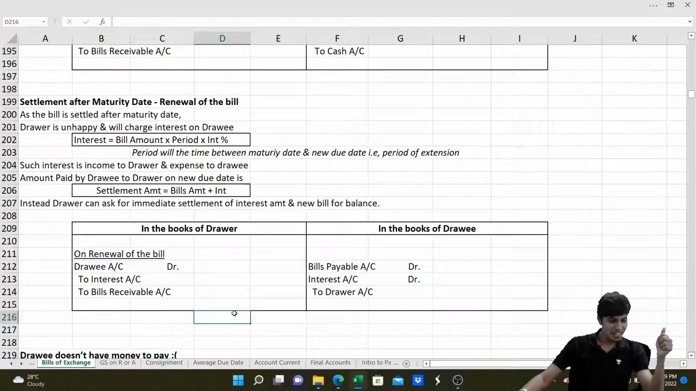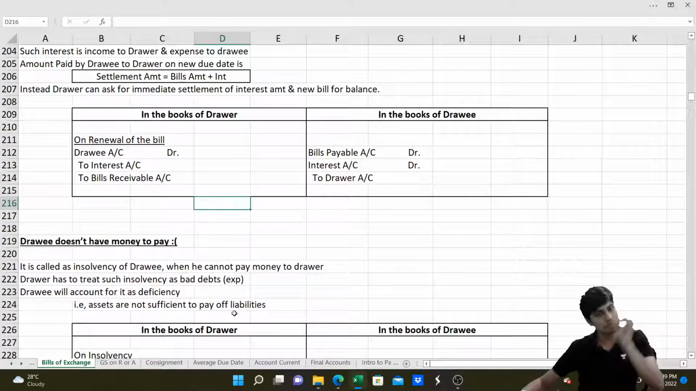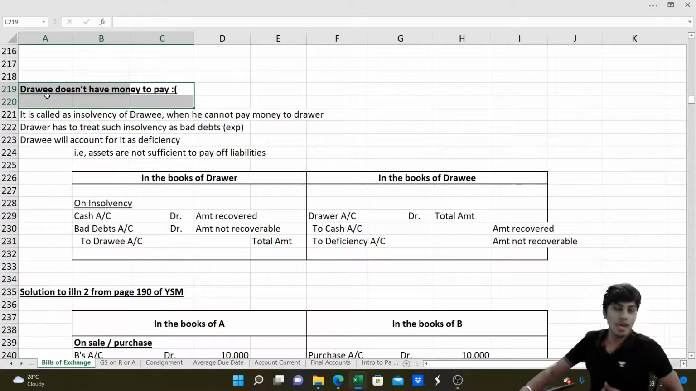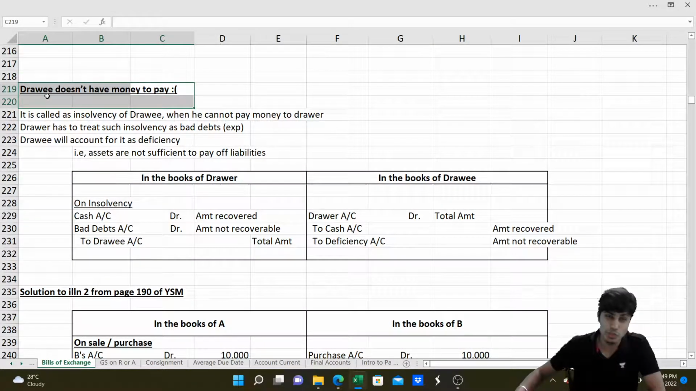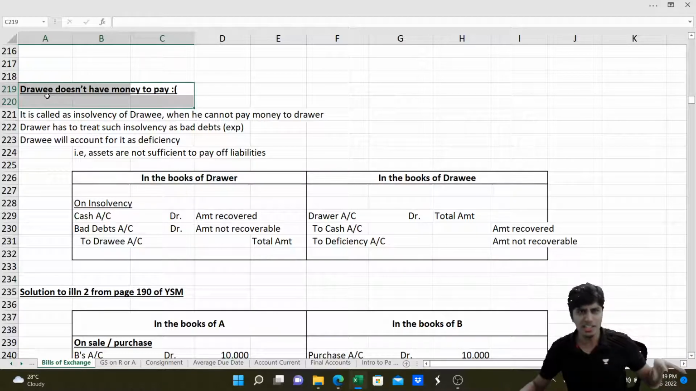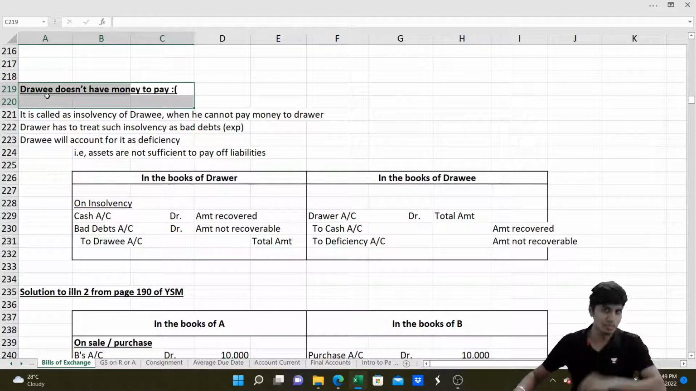Got it? Fantastic. If the drawee doesn't pay the money, if the drawee doesn't have the money to pay, then that's what we call insolvency, which will lead to bad debts. In my books, I'll record it as bad debts as an expense. In his books, he'll record it as deficiency, which is credited and looks like income, but it is not income.